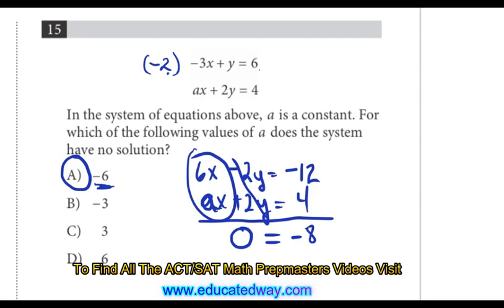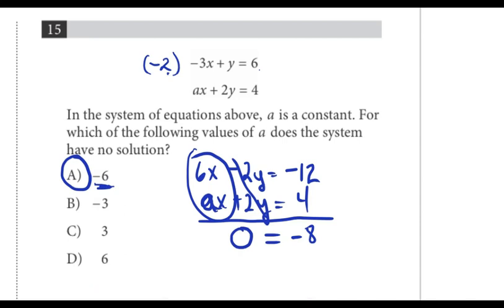I would give this one a level of difficulty from 1 to 10 based on students' ability to get the question correct without guessing. I would say this is a level 6.5.